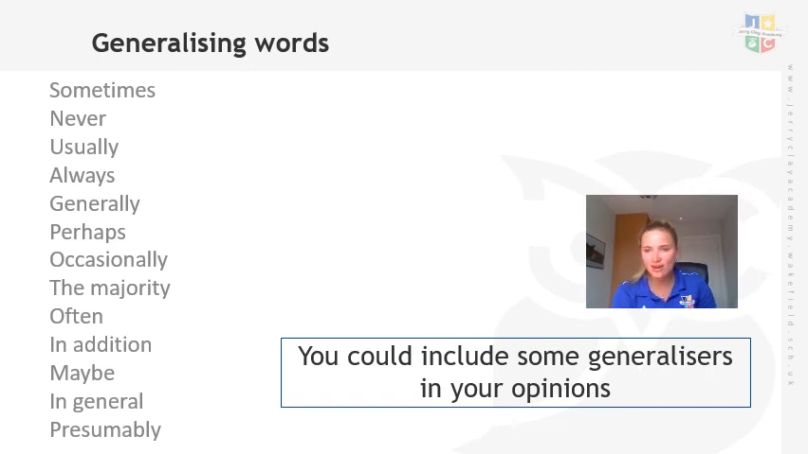Once you've had a chance to have a go at all of this, I'd love to see your ideas on Seesaw. Please do upload them onto Seesaw so I can have a look at the fantastic work that you've been doing at home.